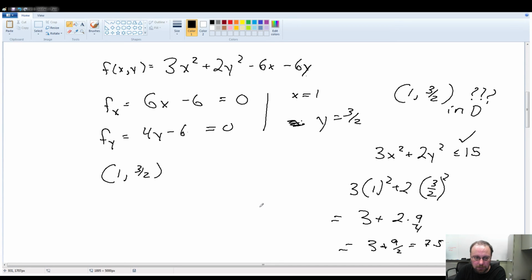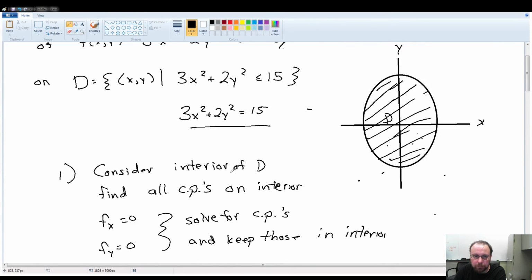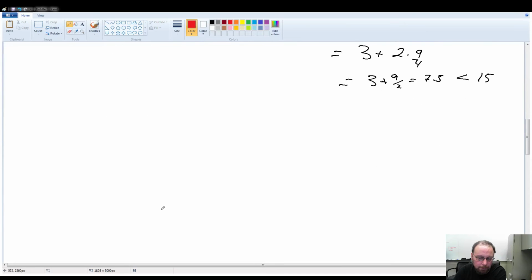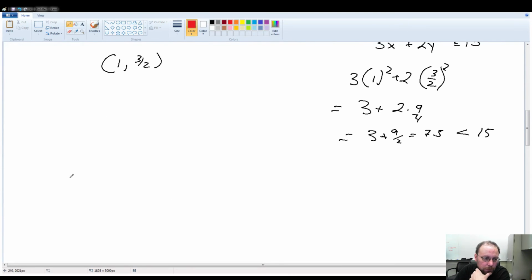It's the point (1, 1.5). It's somewhere over here, right? That's a critical point. Okay. So step 2, right? We found all the critical points on the interior of D. So now we go to the boundary for step 2. And this is where you get to use Lagrange multipliers.